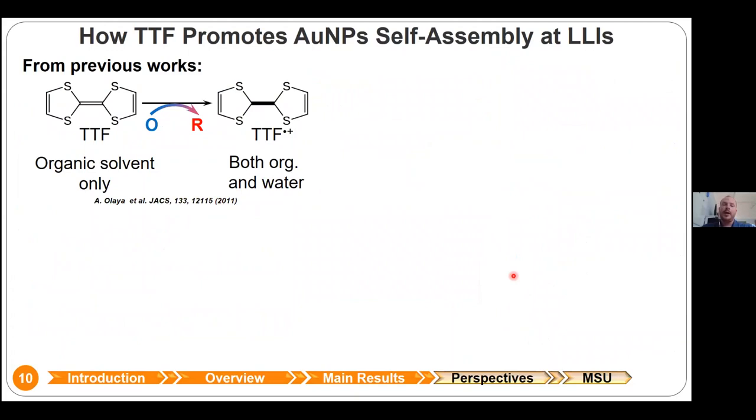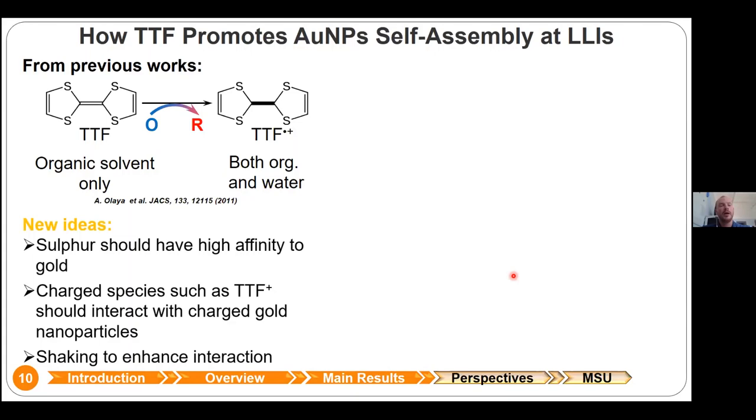And when I arrived, one of my colleagues, Strich, worked with TTF molecules, and TTF has a unique property, let's say, that it's soluble only in organic liquids, but once it's oxidized, it's soluble in both organic and water. We started to play with this because sulfur has a very high affinity to gold, or gold to sulfur. Here we have four sulfur atoms. So why not play with that? Also, we have this charged species like TTF+, and coming back to the previous explanation, we can use this TTF+ to reduce the charge on the gold nanoparticle.